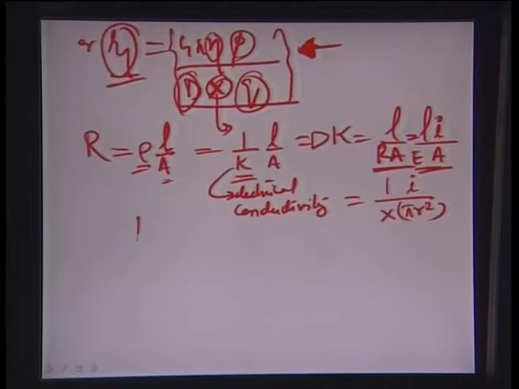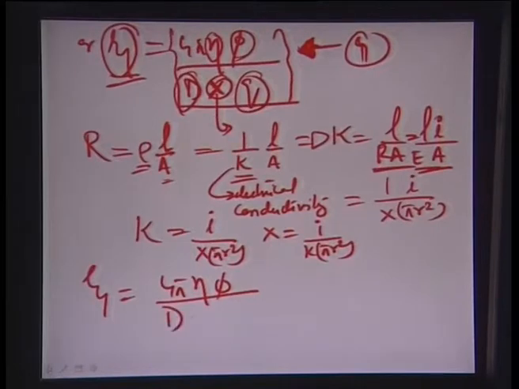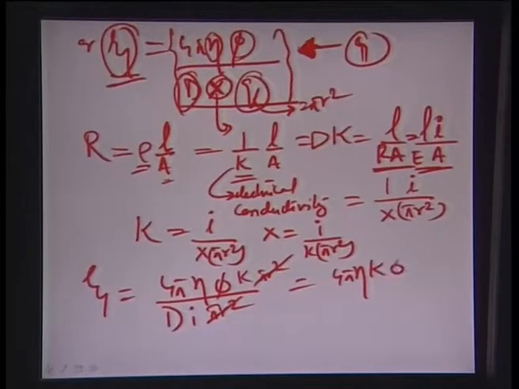So K, the conductivity, is essentially I divided by X pi r square, or there is a way that we can express X as I by K pi r square. I could put this back into equation 4 here, which we derived, and that way zeta comes out to be 4 pi eta phi divided by d times I times q, which is actually equal to pi r square as we assumed in this other expression, divided by K times pi r square. Okay. So we modify it a little bit and make this 4 pi eta K phi divided by d times I.